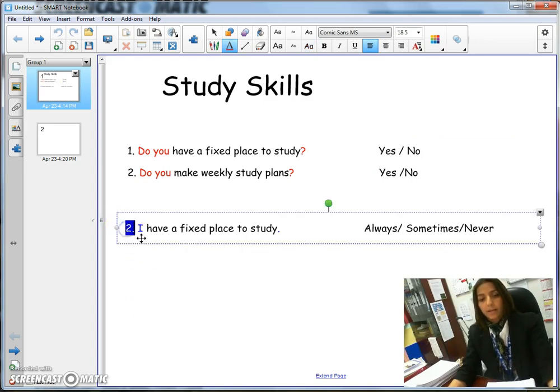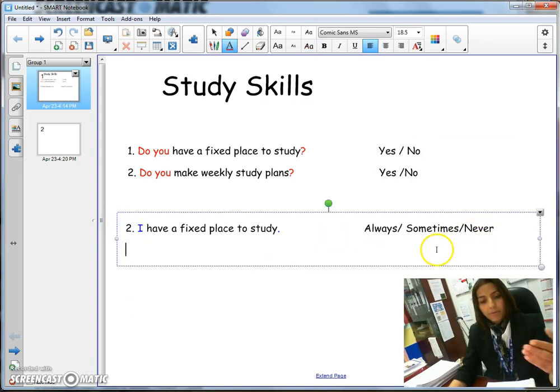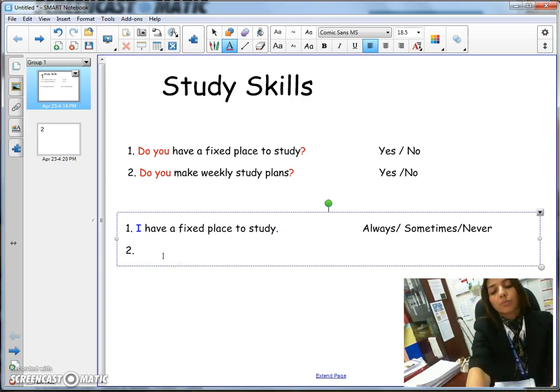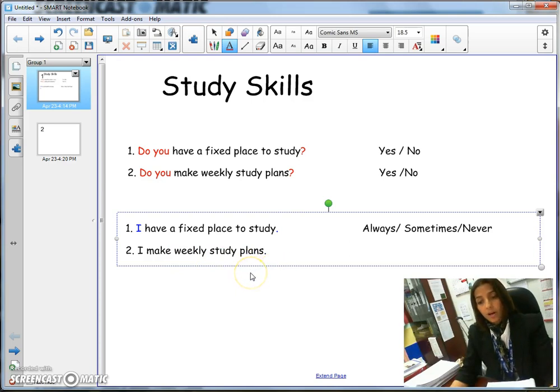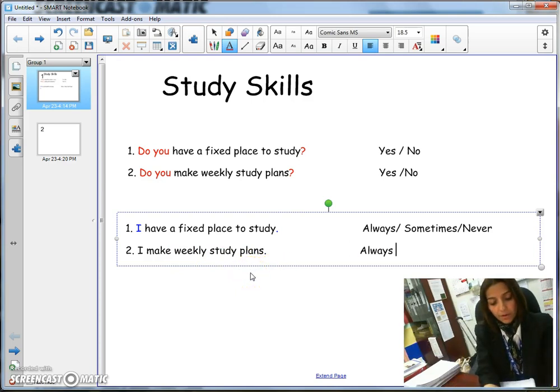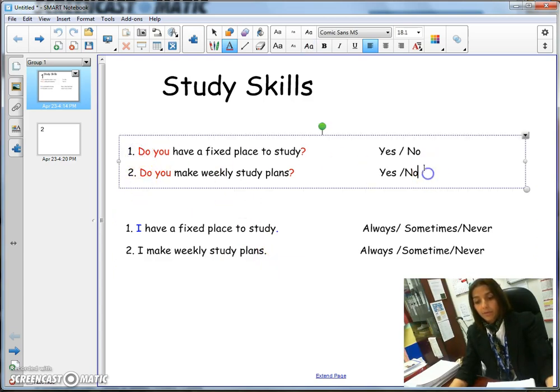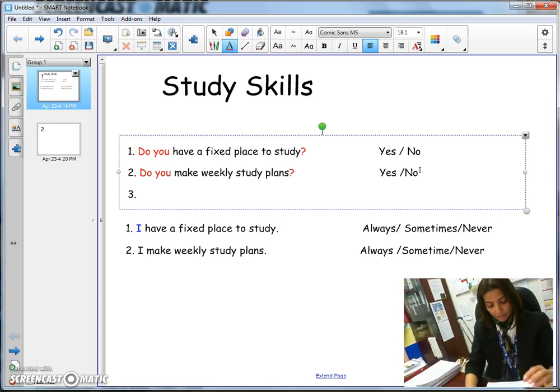All right. Take a look at the next one. Let's put it as 1 and let's put it as 2. So for the same item, how would you put it in a 3-point scale? "Do you make weekly study plans?" How will you make it? "I make weekly study plans," right? So for this, your options are going to be always, sometimes, never. Okay, let me give you one more example of this.